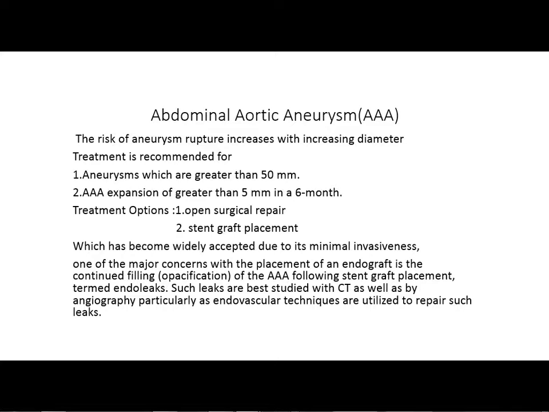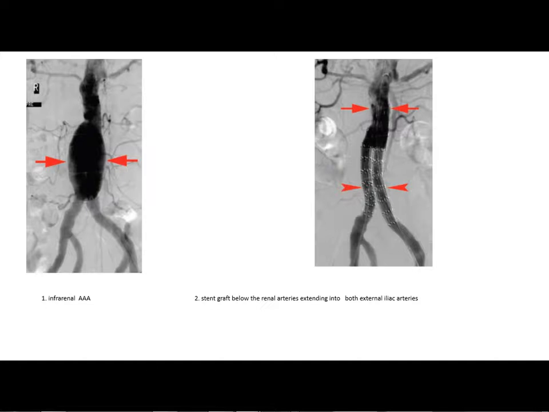One of the major concerns with the placement of the endograft is the continued filling or opacification of the abdominal aortic aneurysm following stent graft placement, termed endoleak. Such leaks are best studied with CT as well as by angiography, particularly as endovascular techniques are utilized to repair such leaks. This is an example of an infrarenal abdominal aortic aneurysm, and the second picture shows a stent graft below the renal artery extending into both iliac arteries.